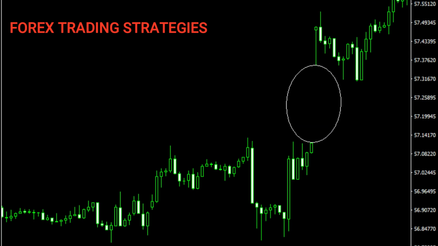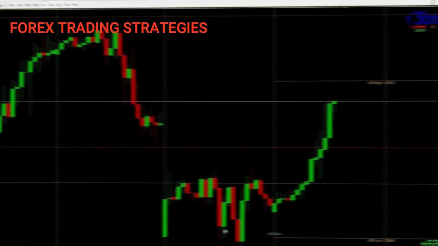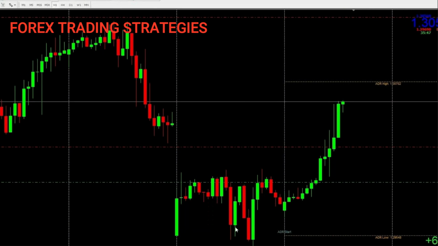So now that we know what to look for, let's talk about how to trade gaps. One approach is to wait for a gap to fill, which means that the price will eventually move back to the level where the gap occurred. This can be a profitable strategy if you're able to correctly predict when a gap will fill. But you have to be patient. It can take a while for the gap to fill.